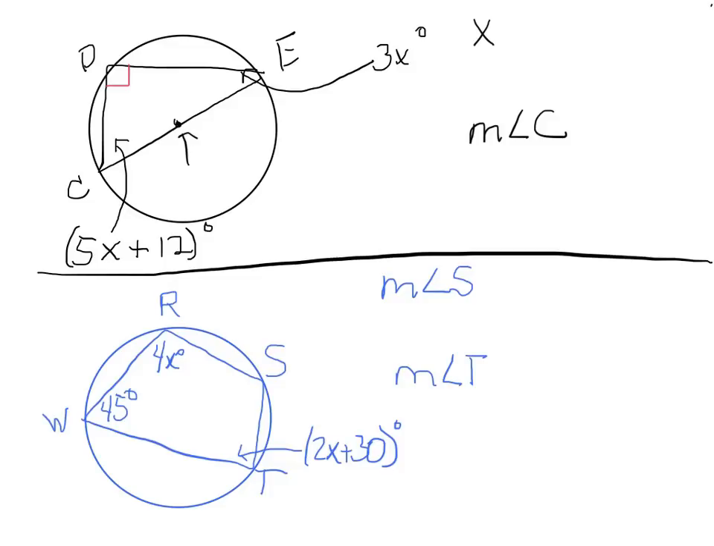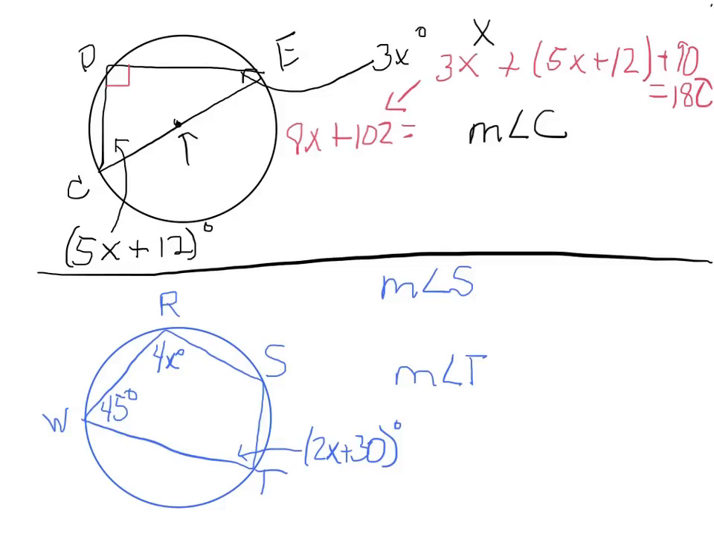So I'm going to find it by doing 3x plus 5x plus 12 plus 90 equals 180. Solving that, I get 8x plus 102 equals 180. And therefore that's 8x equals 78. And so x equals 78 over 8, which is 39 over 4.